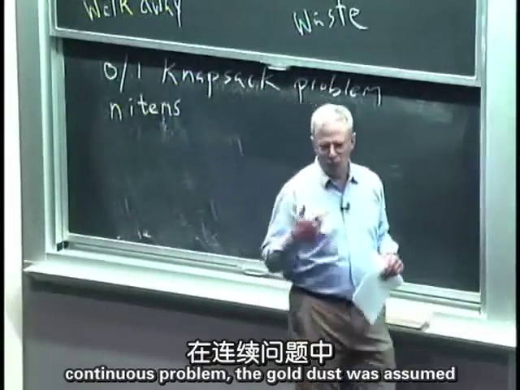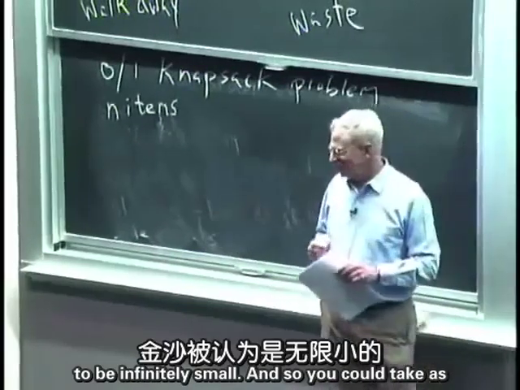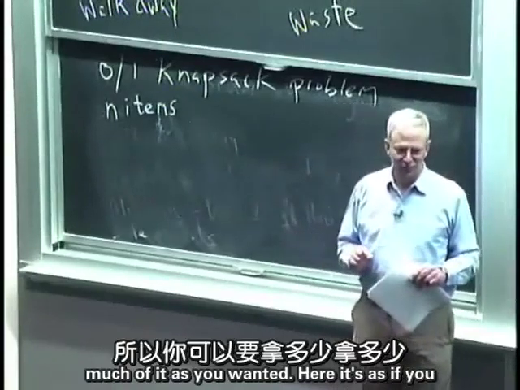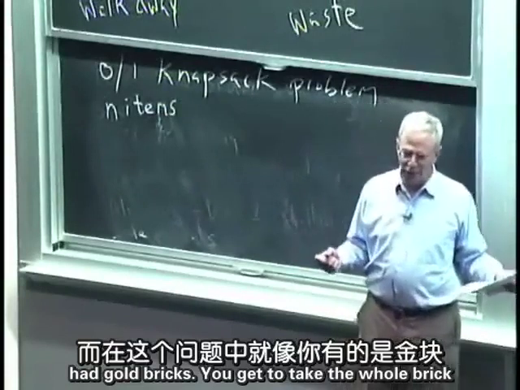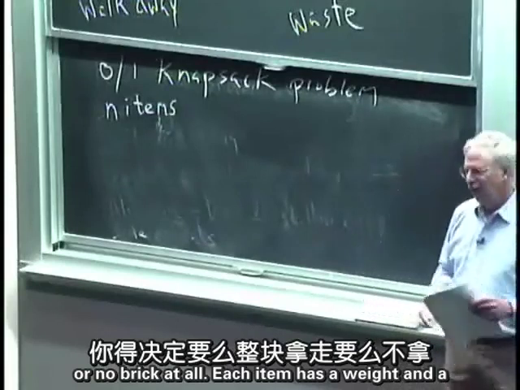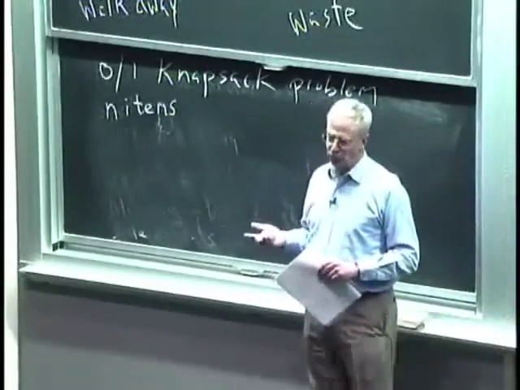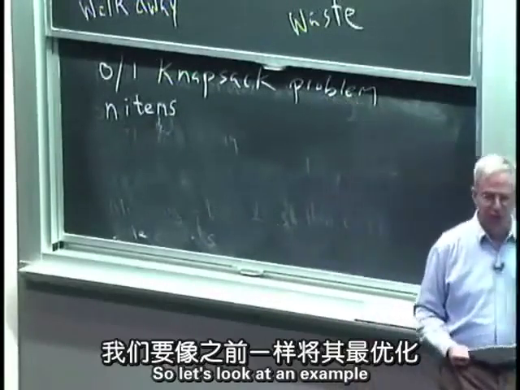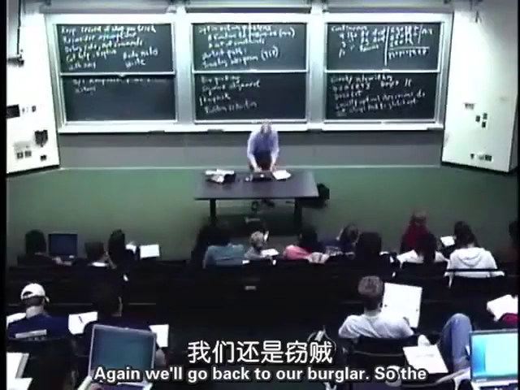In the continuous problem, the good was assumed to be infinitely divisible, and so you could take as much of it as you wanted. Here, it's as if you had gold bricks. You get to take the whole brick or no brick at all. Each item has a weight and a value, and we're trying to optimize it as before. So let's look at an example of a 0-1 knapsack problem. Again, we'll go back to our burglar.